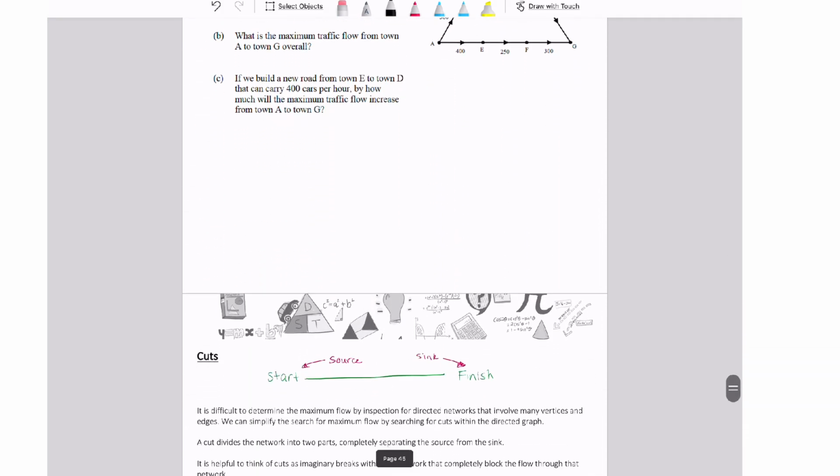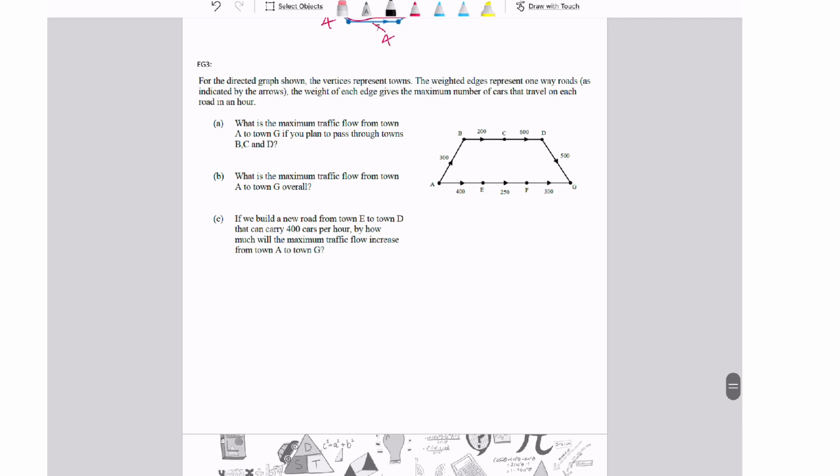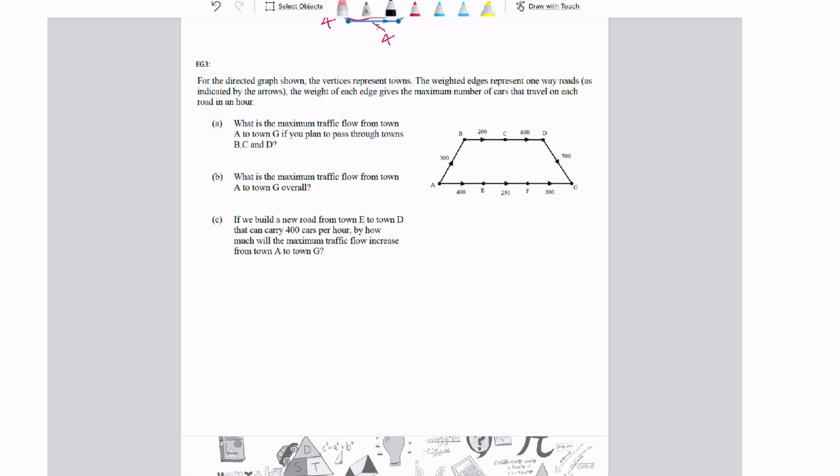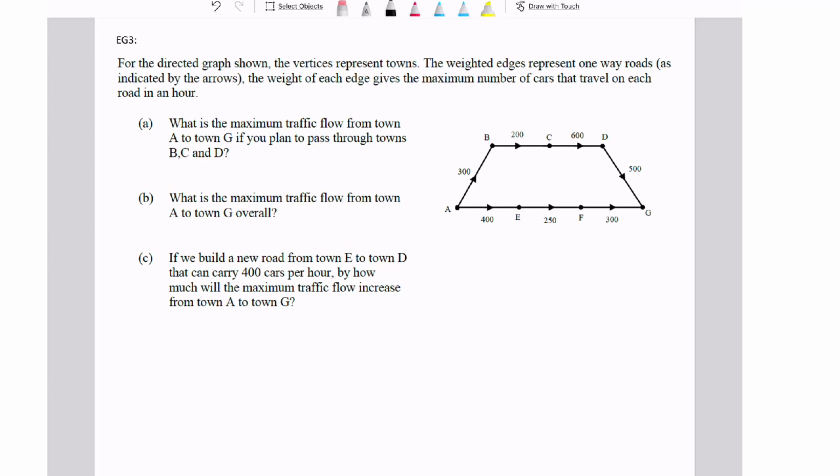Okay, so can you pause the video and have a read through this and see how you go with the question yourself now? So press pause. All right, I'll assume that you've given it a go. You've now had your answer written in your book, and let's check it. What is the maximum traffic flow from towns A to G, passing through B, C, and D? So we are going this way, and hopefully you got the maximum flow is going to be 200.